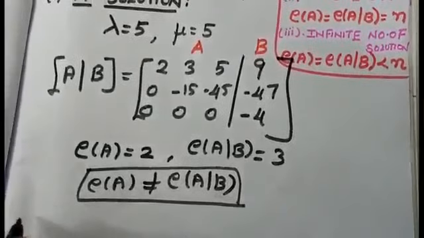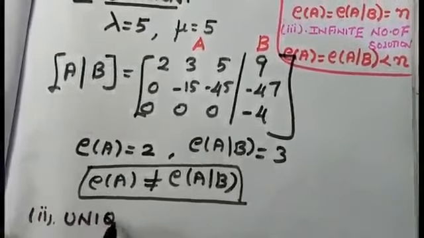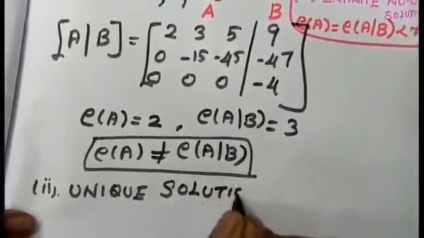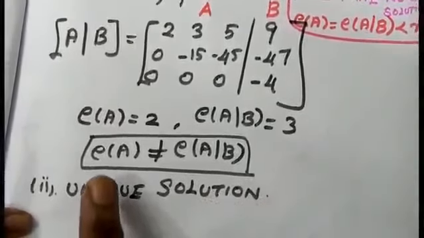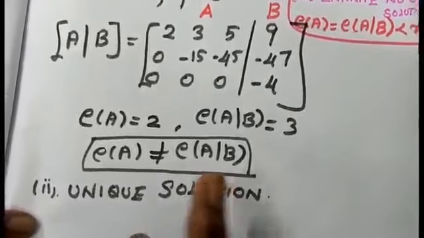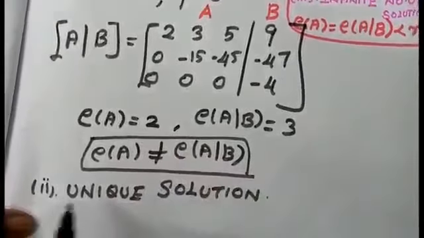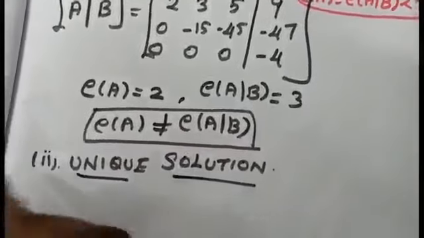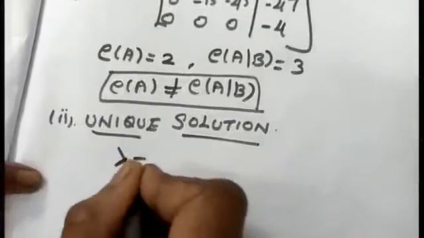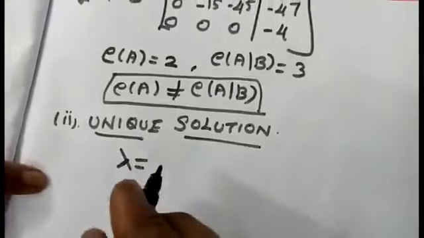The second one is unique solution. What is the meaning of unique? Since the value of n is 3, I should make rank of A and rank of AB equal to 3. So what value am I going to give here? Apart from 5 and 9, I am going to give some other value so that I can get rank 3. You can give any value, but rank of A should be 3 and rank of AB must be 3.